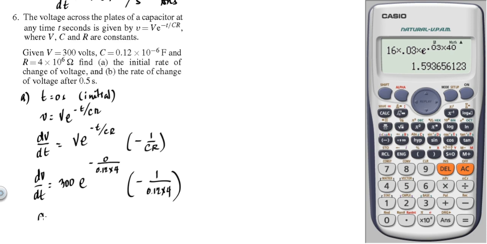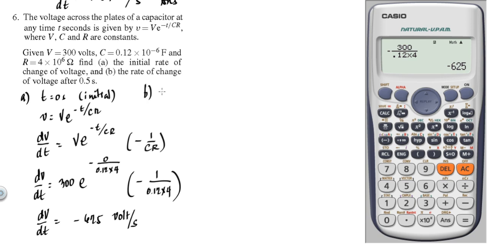There. So, let's compute this. dV over dt is equal to, okay, so minus, we have 300 over 0.12 by 4 equals minus 625 unit in volts per second. Okay, so yan ang unit natin. Negative 625 volt per second. Okay, so letter B naman.